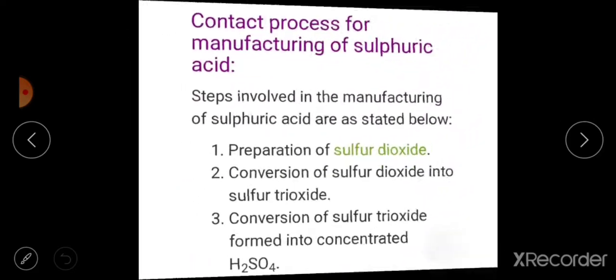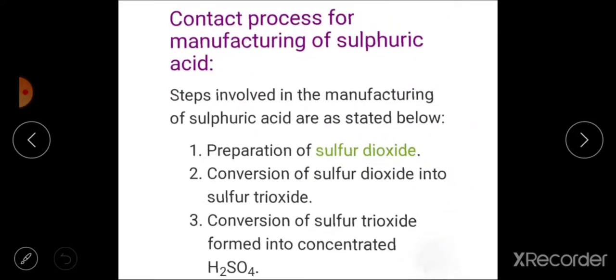Then how is it prepared? Sulfuric acid is prepared by the contact process, which involves 3 steps. First step is preparation of sulfur dioxide gas. Second step is the conversion of the sulfur dioxide gas into sulfur trioxide. Third step is the dissolution of sulfur trioxide, or conversion of the sulfur trioxide into concentrated sulfuric acid. These are the 3 steps involved in the contact process for manufacturing of sulfuric acid.